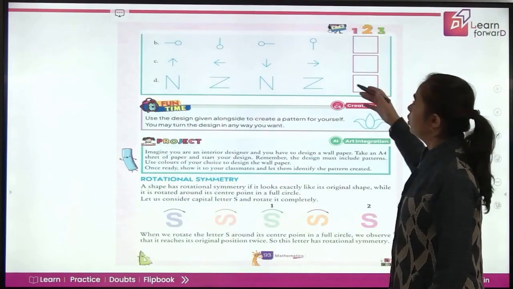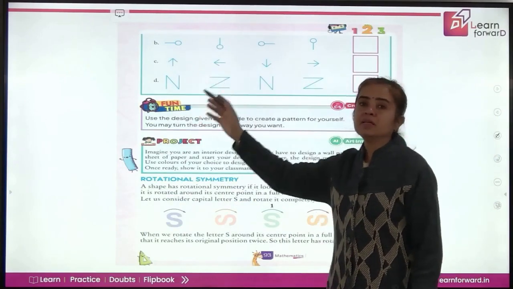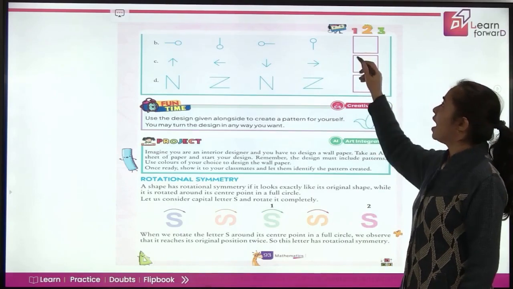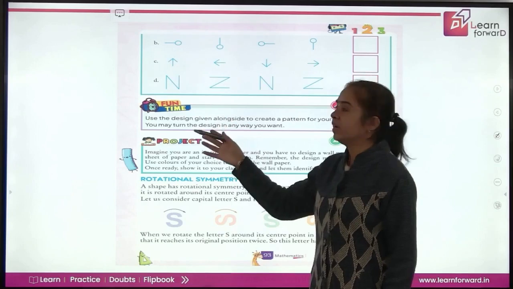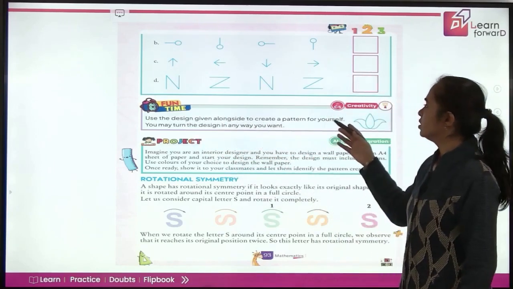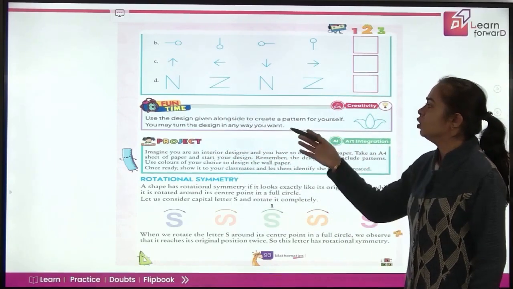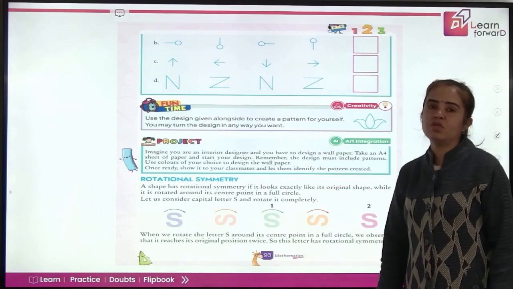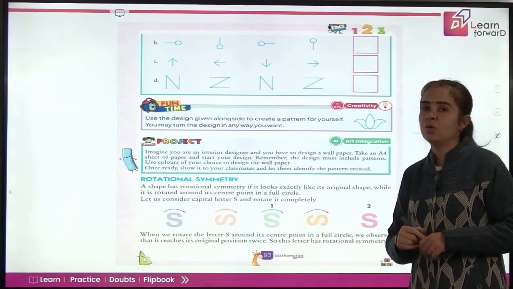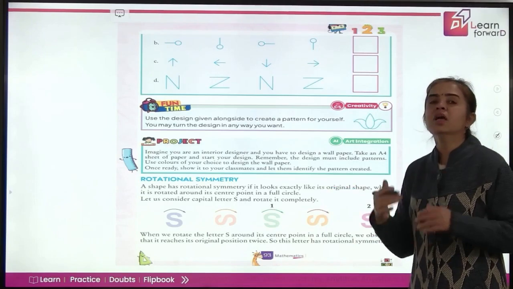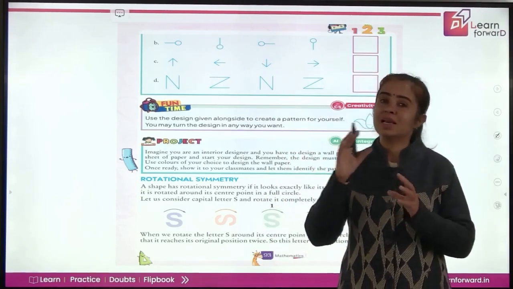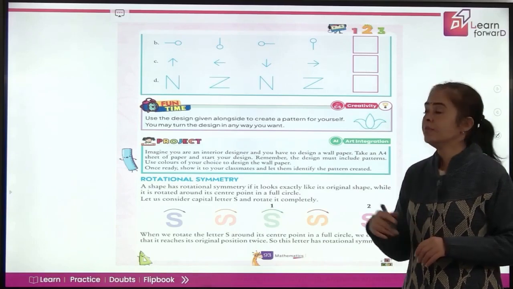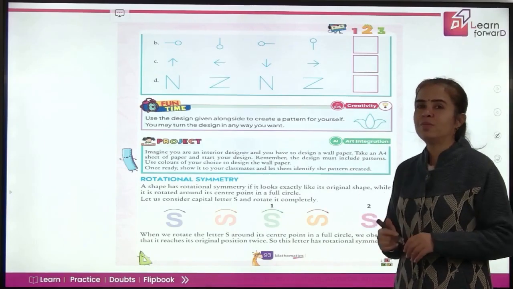So we have more here. Look at these patterns and find out the next one that will come in the box here. Now it's fun time for you. Use the design given alongside to create a pattern for yourself. You may turn the design in any way you want. So just be creative. Take your own turns as you want. You can take quarter, half, 3/4 or you can even take lesser or more angle there. So create your own design, your own pattern, children.